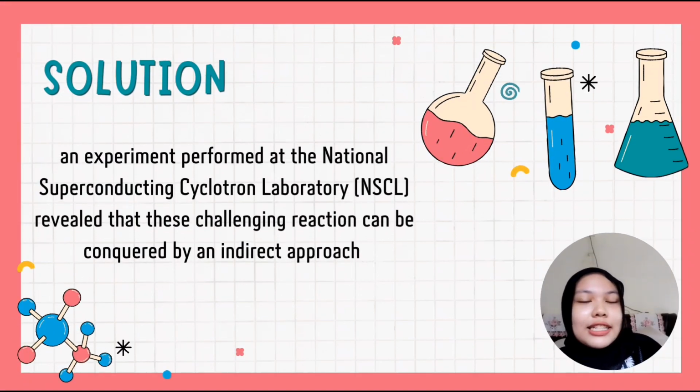Next, for the solution to the challenges encountered, an experiment was performed at the National Superconducting Cyclotron Laboratory, also called NSCL, on the campus of Michigan State University. It revealed that these challenging reactions can be conquered by an indirect approach that exploits the formation of unstable nuclei in beta decay and the detection of the gamma ray radiation liberated in the process with the detector.